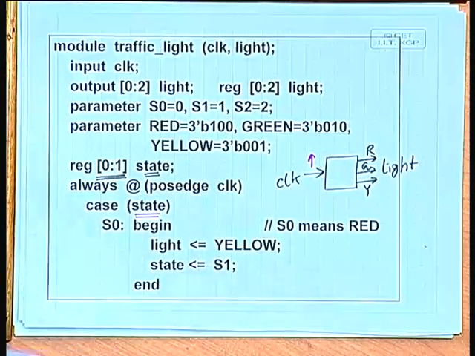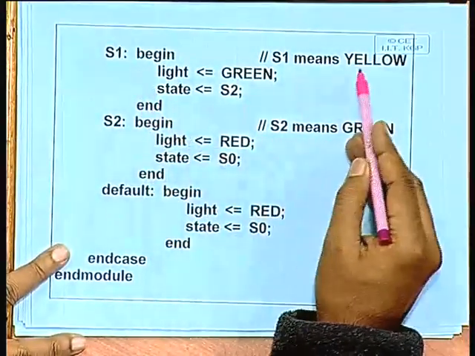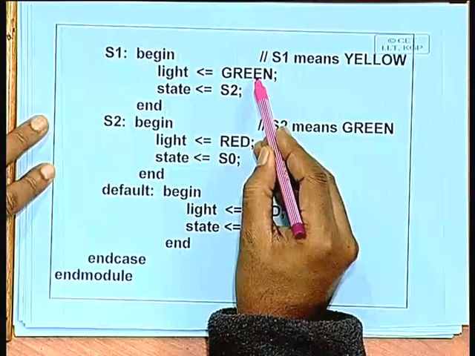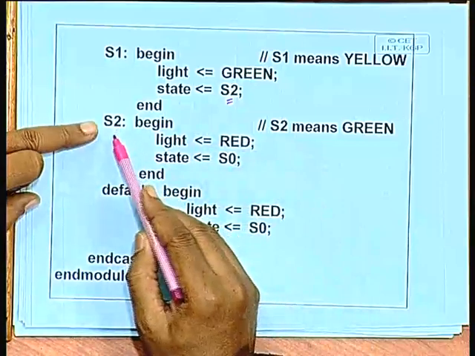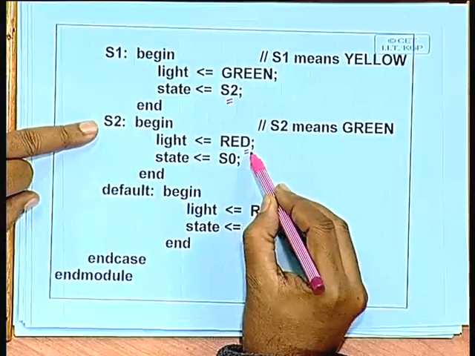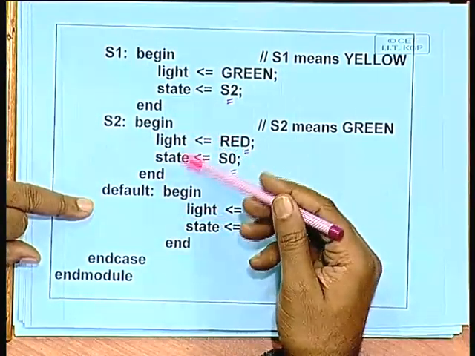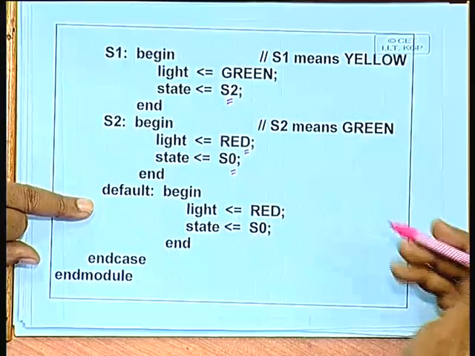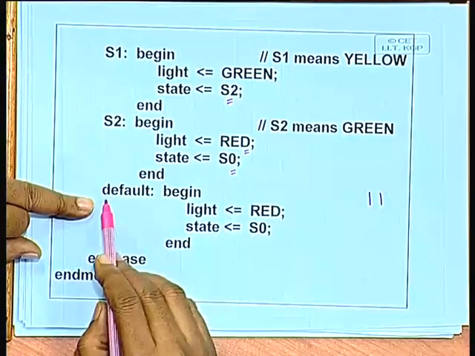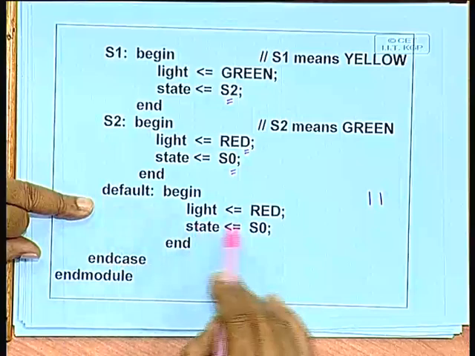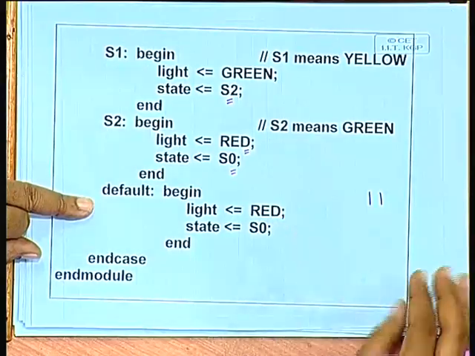So, to continue this, similarly, if you are in state S1, this is yellow. So, if a clock comes, the next state will be green, which is S2. Similarly, if you are in S2, if a clock comes, you will go to red. Red means S0. And at the initial state when you start the machine, if the state variable becomes 1 1 by mistake, in order to set it to red, you set the default clause also. If it is default, the light will be red and state will be S0. So, by default you always start with red.